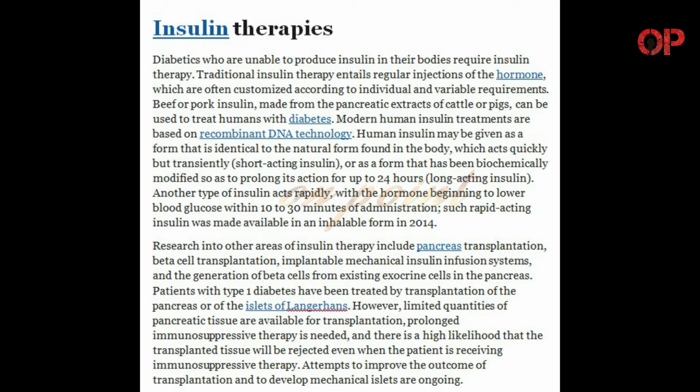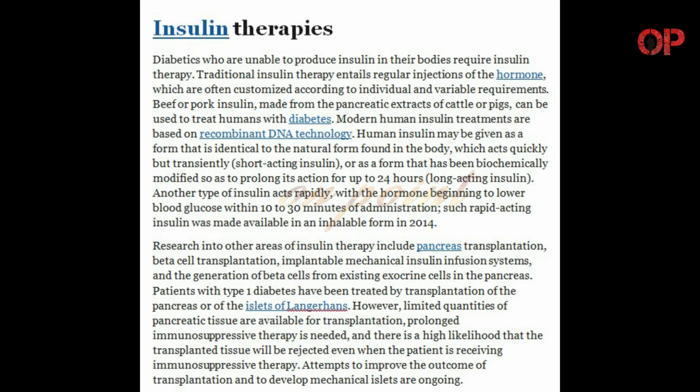Human insulin may be given as a form that is identical to the natural form found in the body, which acts quickly but transiently, short-acting insulin, or as a form that has been biochemically modified, so as to prolong its action for up to 24 hours, long-acting insulin. Another type of insulin acts rapidly, with the hormone beginning to lower blood glucose within 10 to 30 minutes of administration. Such rapid-acting insulin was made available in an inhalable form in 2014.